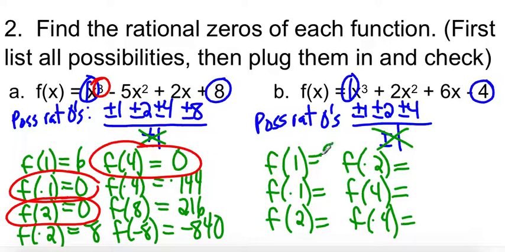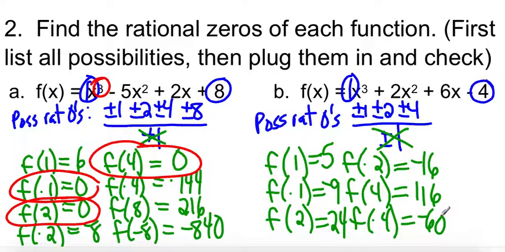I plugged in 1 and I got 5. -1 gave me -9. 2 gives me 24. -2 gives me -16. 4 gave me 116. And -4 gave me -60. So you'll notice I did not get 0 for any of these. So this means that this particular function has no rational solution. No rational.